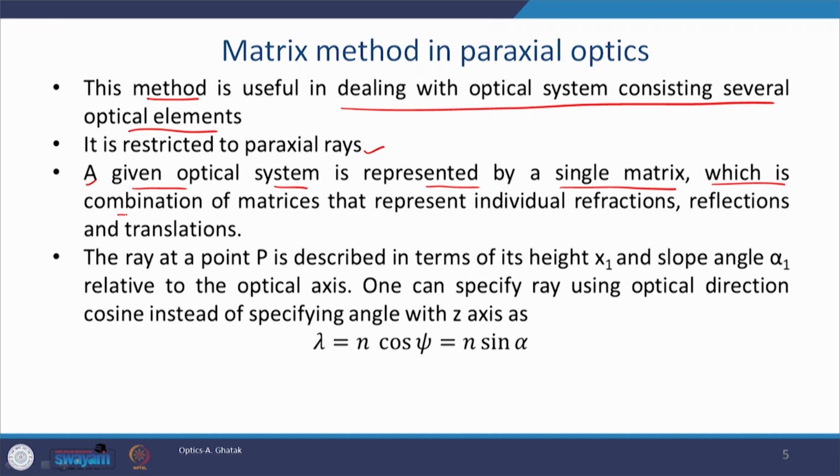And what would be this single matrix? This matrix would be a combination of matrices that represents the individual refraction, reflection and translation. Okay. Here what is being said is that we have a combination of lens system. Each lens is represented by one matrix. Each translation is represented by another type of matrix.